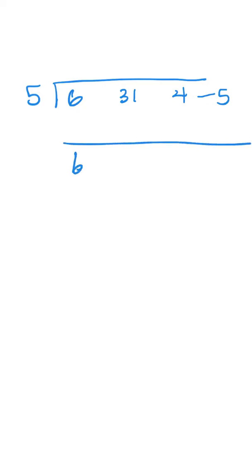Bringing down the 6. 5 times 6 is 30. Hey, I think we should try negative 5. Let's try negative 5. This is just going to get bigger and bigger and bigger. So let's try negative 5.